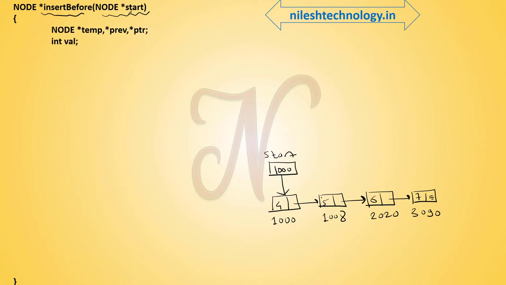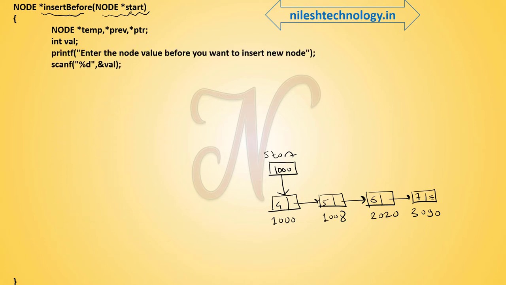Next, declare some variables: temp, prev, ptr and one integer value. Here printf and scanf: enter the node value before which you want to insert the new node. So scanf %d and value means we accept one value from the keyboard. This value must be in the present linked list. If it is not a valid value, we cannot insert the new node before it, so enter a valid value which is present in the current linked list.